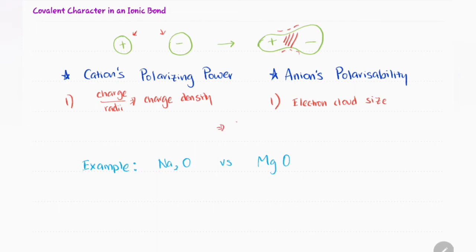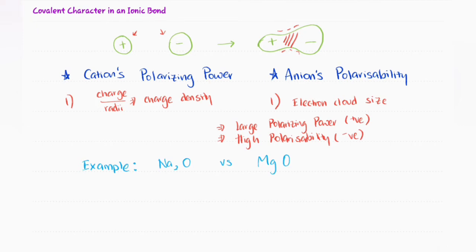So you will need a large polarizing power, and this large polarizing power is in terms of your cation. And the next one is a high polarizability, and this nature of getting a high polarizability is in terms of your anion. So with these two, you will get a strong covalent character, which means your ionic bond is being weakened.